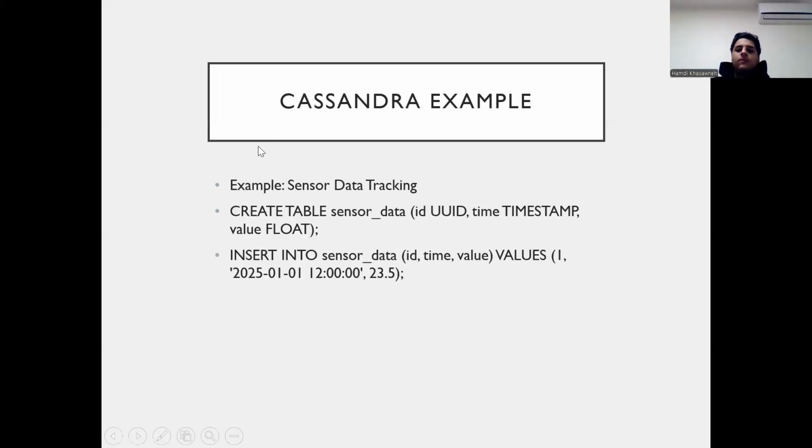Here's an example of the code used by Cassandra. Cassandra is most commonly used in the following scenarios: IoT applications, time series, or logging systems. Companies like Netflix and Spotify use Cassandra to manage large-scale user data across multiple locations.